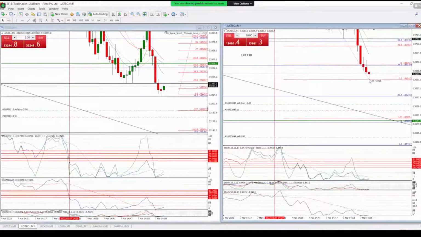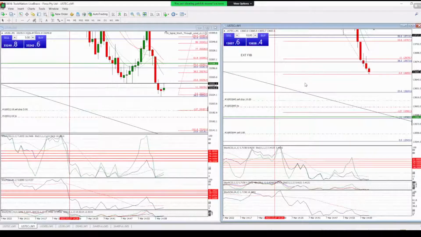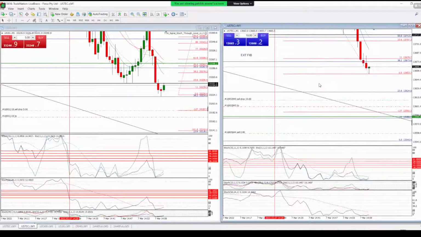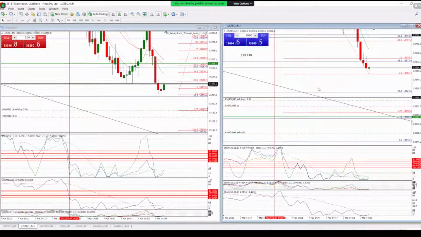Has anything triggered short opening range? It's actually triggered. Yeah. Okay. What's your first target? 3616. Thank you.